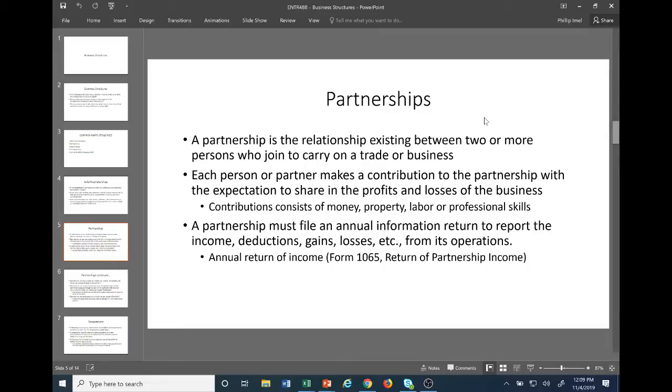Okay, next, partnerships. A partnership is the relationship between two or more people joining forces to run a business, just teaming up with one another. They are going to make a contribution in the form of money or property or whatever it might be, and they hopefully want to get a return or make money off whatever they're contributing to the partnership. Now, the partnership must file an annual information return to report the income, deductions, gains, and losses from its operations. The annual return for partnerships is Form 1065, the return of partnership income.